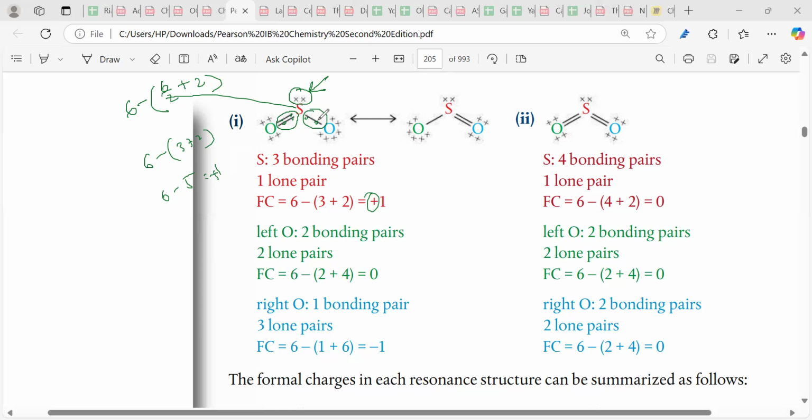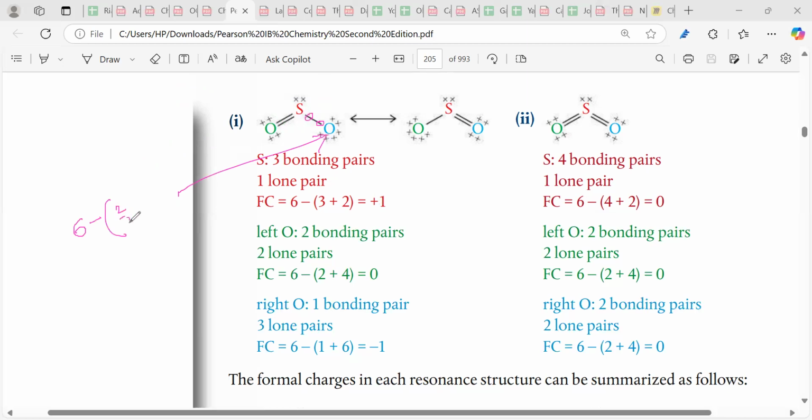Now, can you tell me how about the formal charge on this oxygen? What is the valency of group number 6? Six. Minus, then how many bonding electrons are there? Two. 2 electrons are bonded, so 2 divided by 2, plus the number of electrons in the lone pair, right? Six electrons in the lone pair. So 6 minus 1 minus 6 is -1. Clear? We get -1 over here.